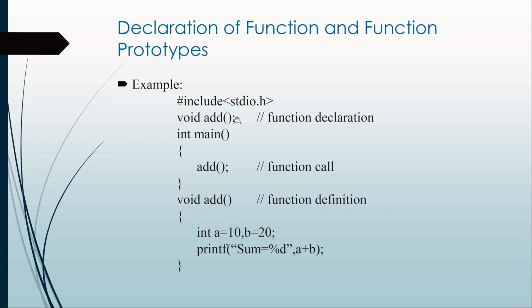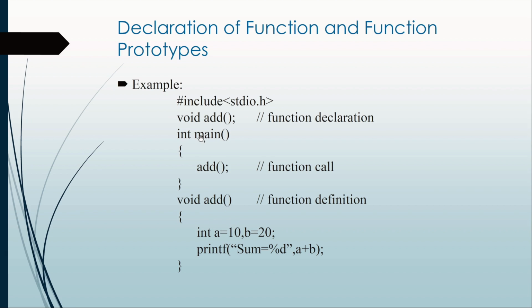And then the function declaration. This function does not accept any arguments, so just open bracket, close bracket, and semicolon, no arguments here. This is called a function declaration. And then comes our main function. As you know, the main function is essential for every program. Then I have called my function here with open bracket, close bracket, semicolon. This is called a function call. Only if you call the function will it be invoked and executed.